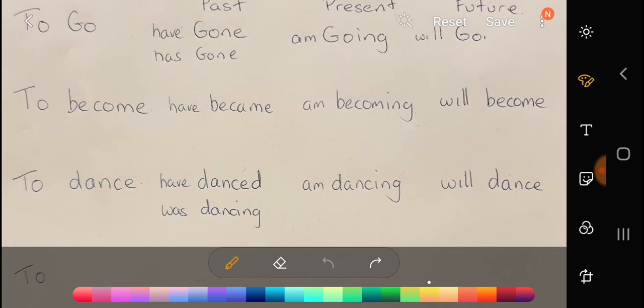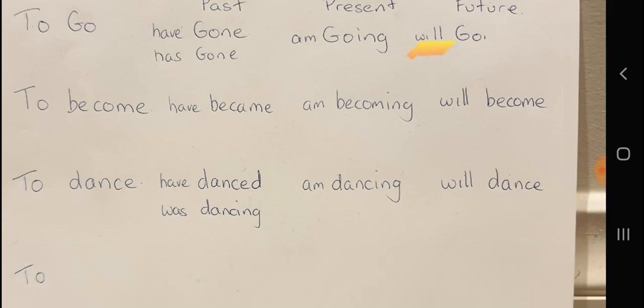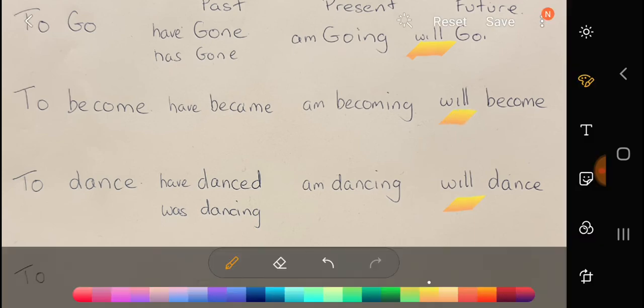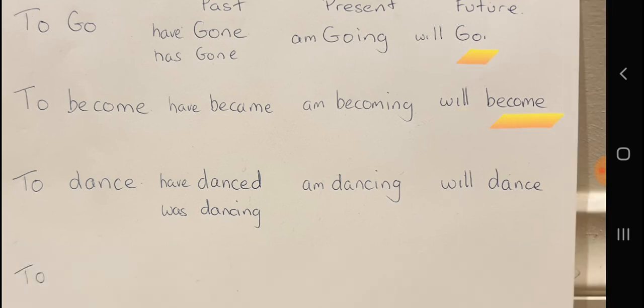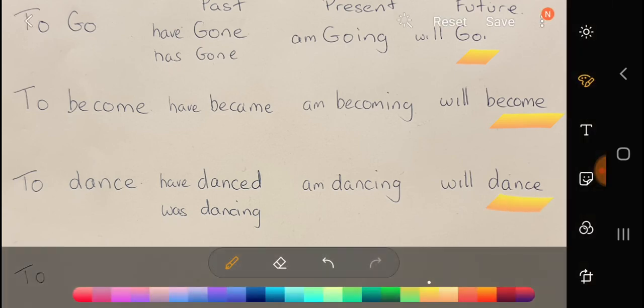For the future, you will see I put "will" in front of them, because I will go, I will become, I will dance. It means I will do something in the future. As you can see, the actual verb does not change itself. So that is basically how we learn verbs in English. You just basically have to learn each word.